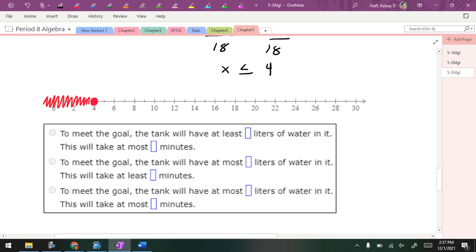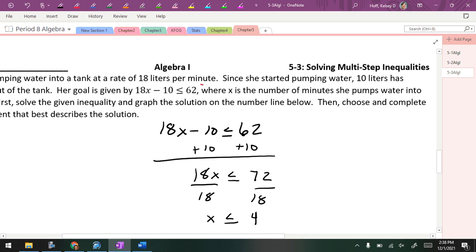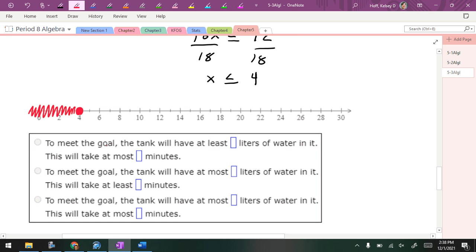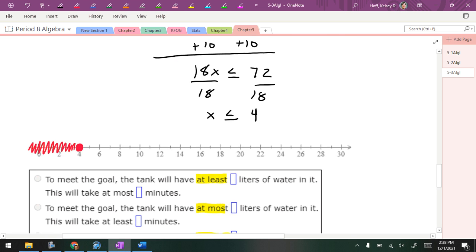To meet the goal, the tank will have at least blank liters of water in it, and this will take at most blank minutes. To meet the goal, the tank will have at most blank liters of water in it, and it will take at least blank minutes. To meet the goal, the tank will have at most blank liters of water in it and take at most blank minutes. So the first sentence is talking about the initial equation. Every single one of those says to meet the goal, the tank will have, and it changes whether it's at least or at most.